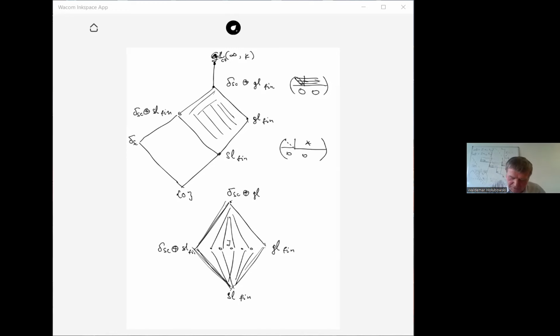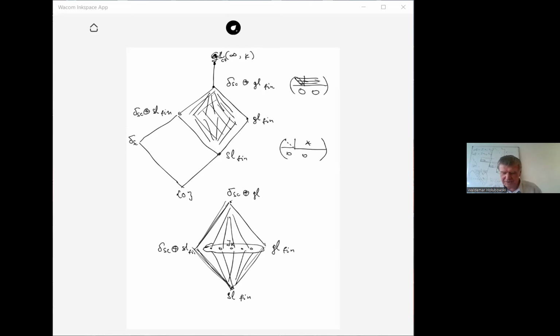And here we have some ideals JK, which are also one-dimensional extensions of the special linear finitary algebra. So this picture is in fact not simple. However, the description of ideals is very, very simple.